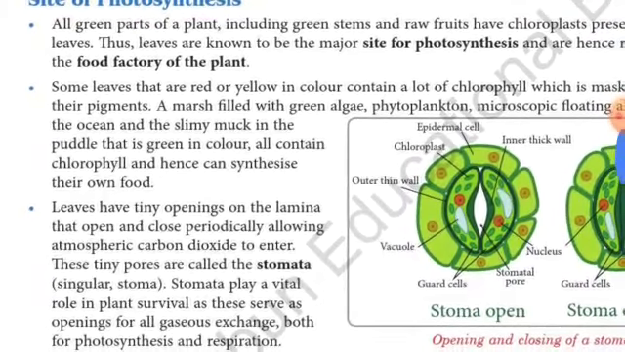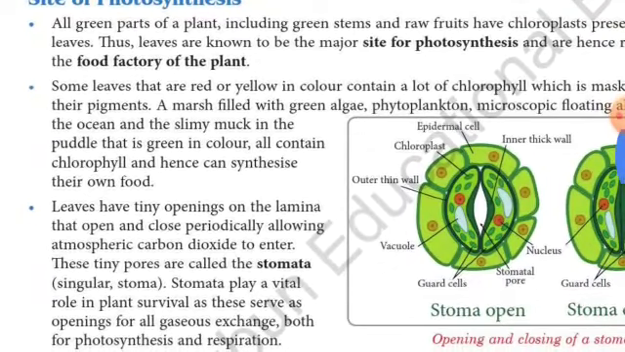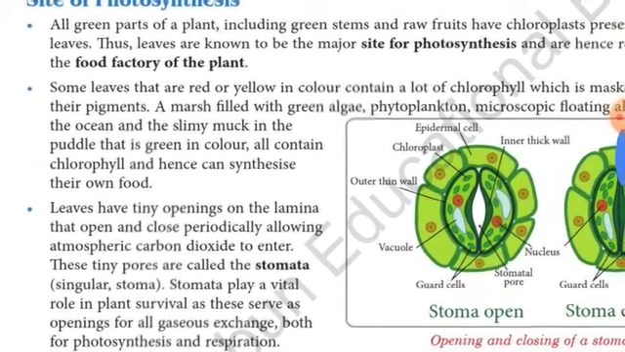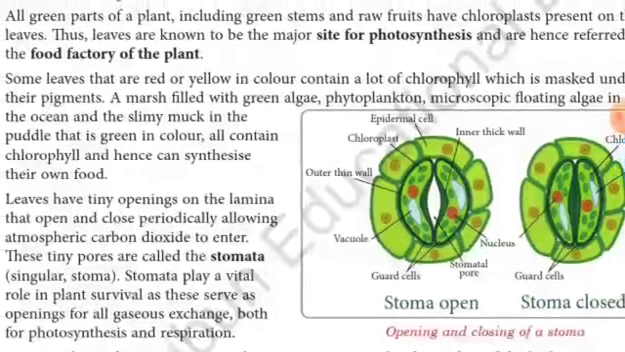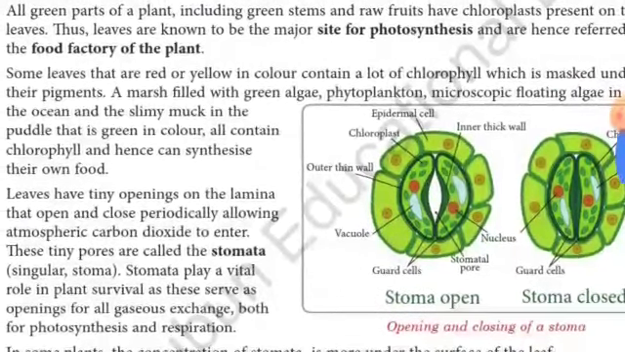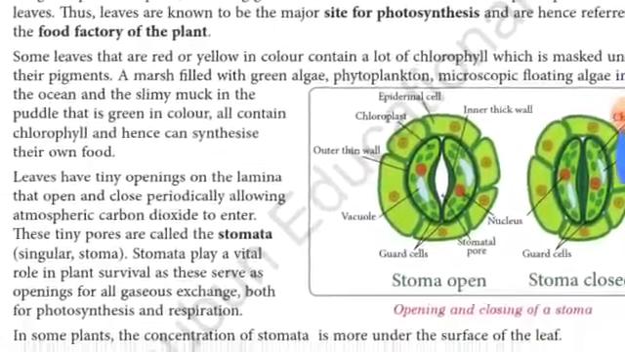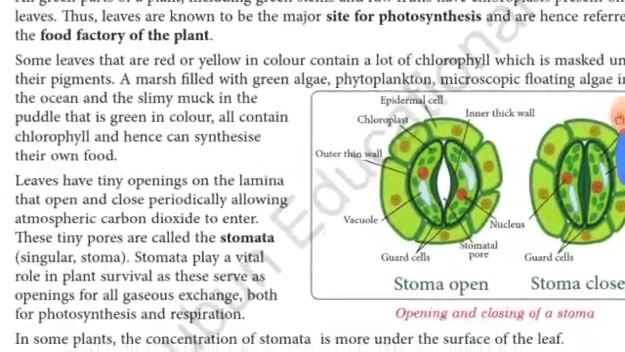Do you know what marsh is? Marsh means moist soil which is covered with green structure. That is called green algae. Phytoplankton is present in the ocean. These are microscopic floating algae, which we cannot see with our naked eyes, in the oceans, and the slimy muck in the puddle.